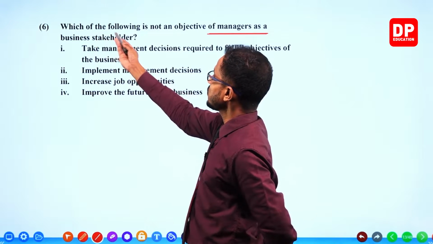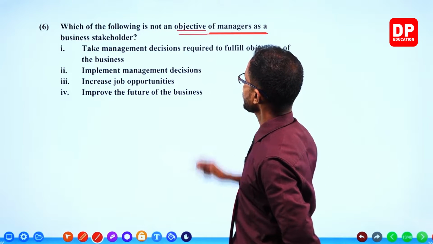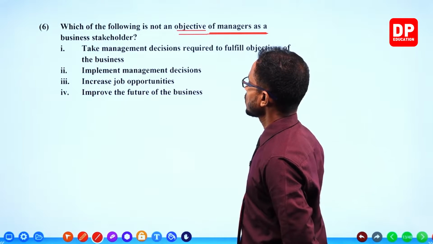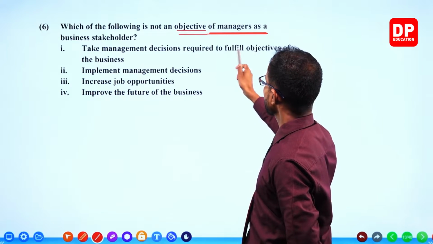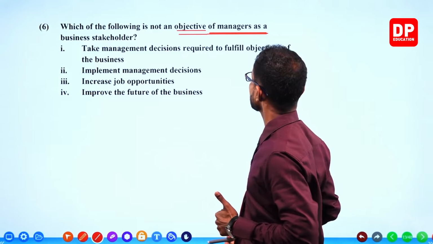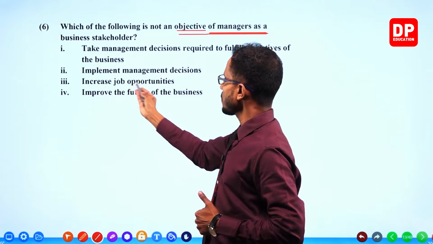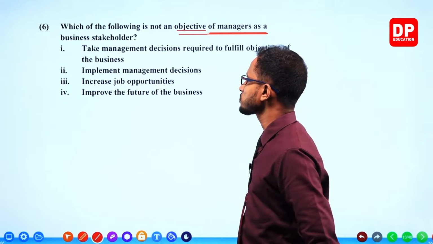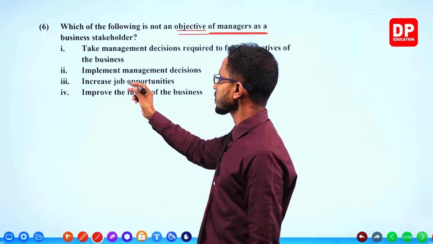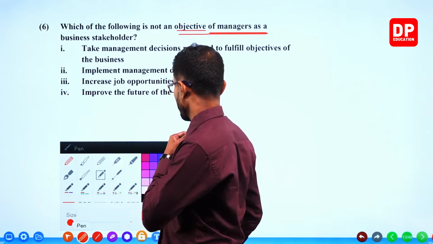So, which of the following is not an objective of managers? They're asking about objectives, children. Objectives. Take management decisions required to fulfill objectives of business. That is an objective of managers. Implement management decisions. Increase job opportunities. Improve the future of the business. Interesting question. Let's see.